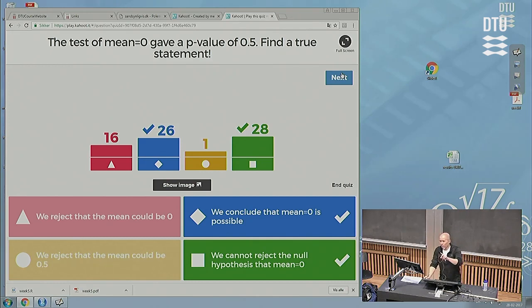There's a little trick here. The p-value was 50% here. It was not small. So it was not 5% or smaller. The p-value was pretty large in this example. That's why red could not be true. Red would only have been true if we had a very small p-value. We didn't have a small p-value here. It was a pretty large p-value.